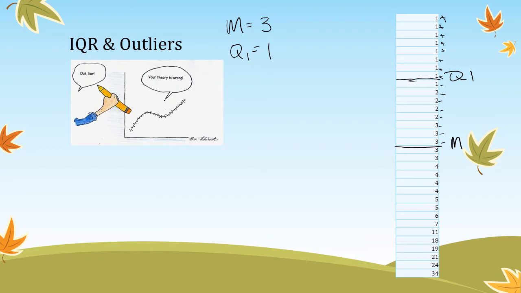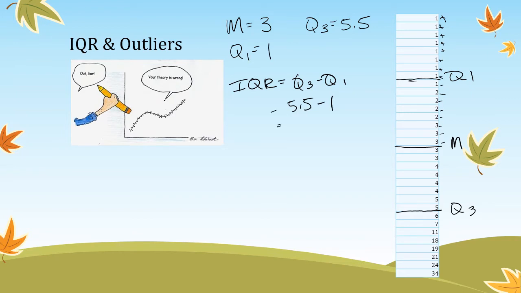And I'm going to look at my quartile 3: 1, 2, 3, 4, 5, 6, 7, 8. So here's my quartile 3. Quartile 3 is going to be 5 plus 6 divided by 2, so that's 5.5. All right, so if I'm going to calculate my IQR, which I need to do, it's quartile 3 minus quartile 1, so that's 5.5 minus 1, which is 4.5.